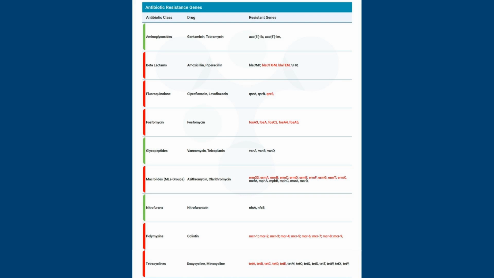To help guide antibiotic choice, check out the antibiotic resistance genes section. In general, you'll want to avoid any category flagged red, as those resistance genes were present in the sample provided, indicating the antibiotic class will be less effective against any current UTI infection.